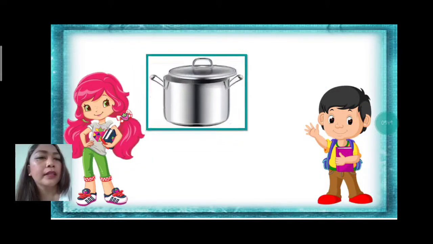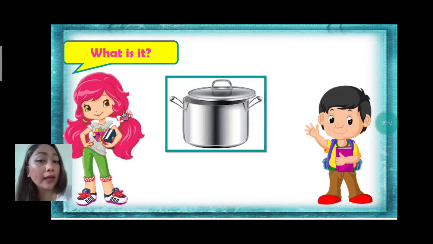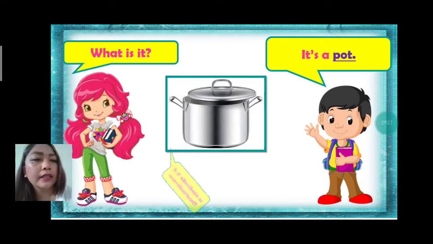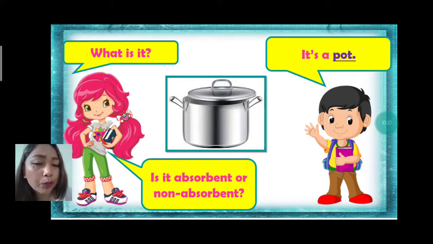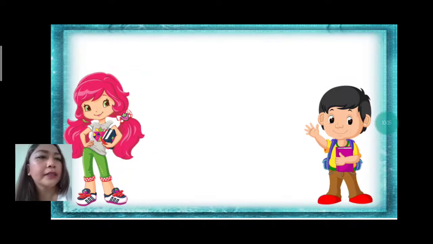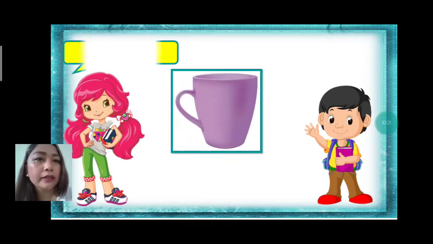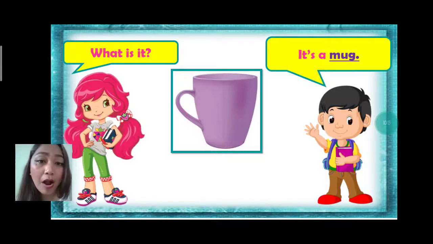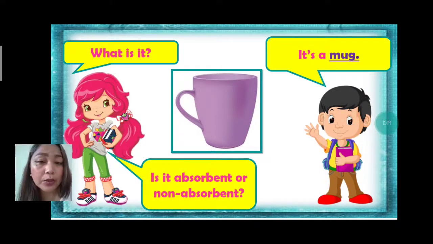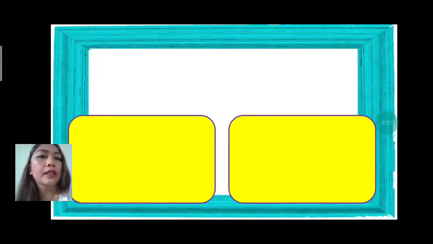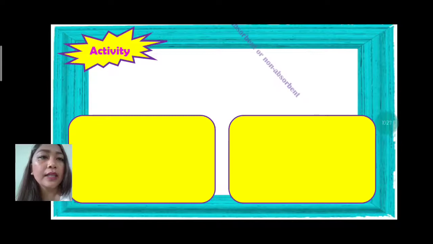non-absorbent. Next we have this one. What is it? Answer: it's a pot. Is it absorbent or non-absorbent? Good job. It's non-absorbent. Next we have mug. What is it? It's a mug. Is it absorbent or non-absorbent? It's non-absorbent. Let's have an activity.